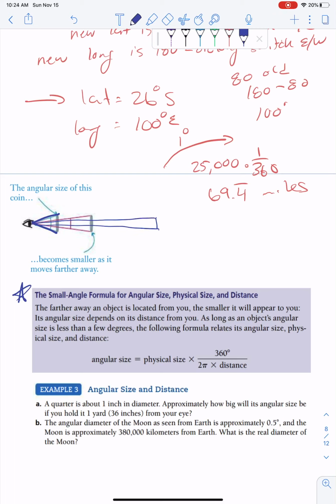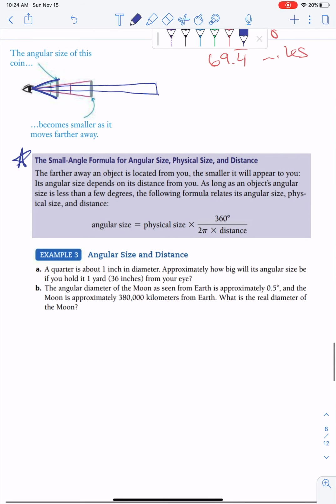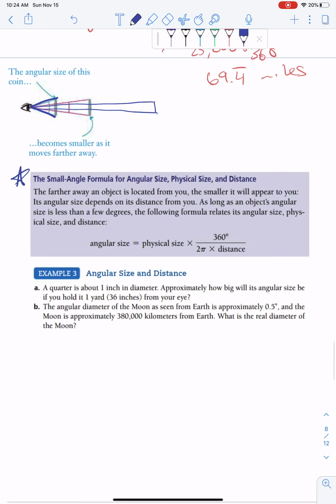So the angle that you're looking at the coin from gets smaller. And again, it's just a formula that we're going to have down. The farther away an object is located from you, the smaller it's going to appear. Here is our formula: angular size is equal to the physical size multiplied by 360 degrees divided by 2 times pi times the distance. We are not going to go through what it takes to create that equation. We're simply going to use it, okay?